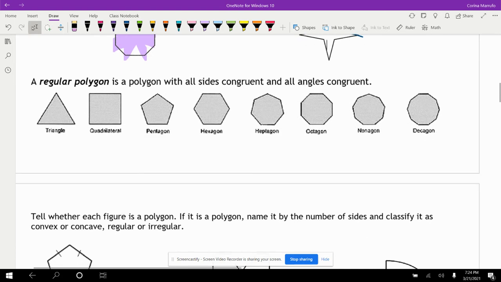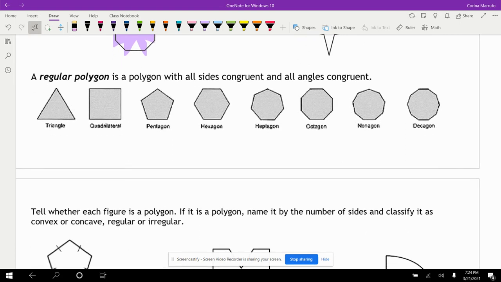A regular polygon is a polygon with all sides congruent and all angles congruent. So pretty much when they say it's regular, that means all the sides and all the angles are the same. So here they show you a triangle, which is an equilateral. A quadrilateral where all the sides are the same, that would be considered a square. Okay, and so on. Let me just continue on.